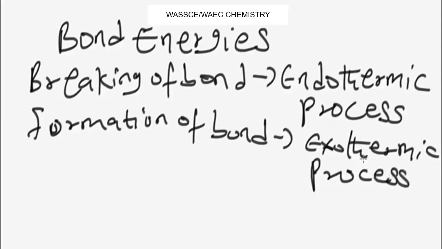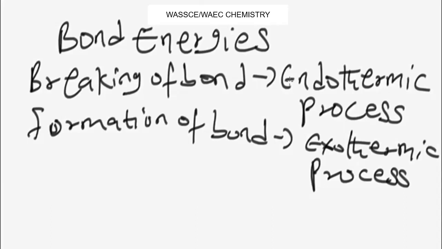And energy is released when new bonds are formed. So take note of this difference, guys. Energy must be supplied to break existing bonds, whereas energy is released when new bonds are formed. Take note of this difference between bond formation and breaking of bonds. Bond formation is an exothermic process, whereas bond breaking is an endothermic process.